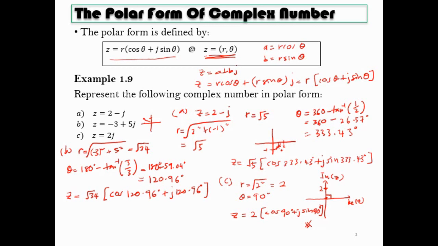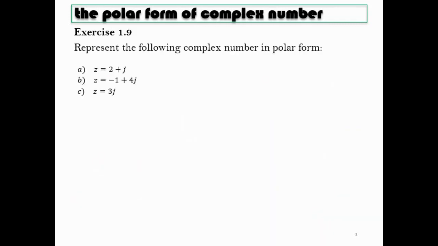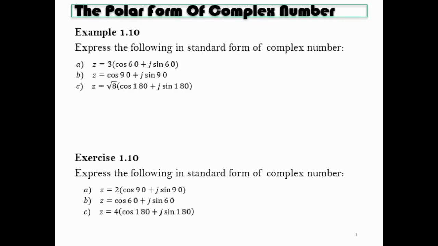Next, let us try to do the exercise regarding polar form. I hope all of you are clear already on how to convert from standard form of a complex number to its polar form. Now in this example, the polar form of a complex number is given, so you need to give the standard form. Meaning you have to write z is equal to a plus bj.